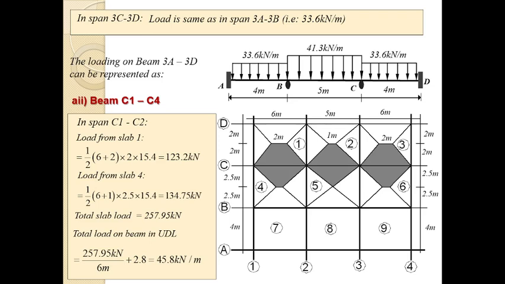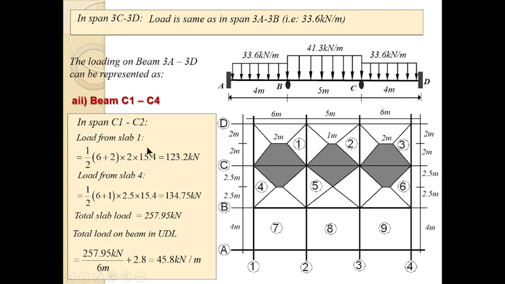So beam C1, C4, that is this horizontal beam. Beam C1, 2, 2, 4, 3, 2, 3, 3, 4. This is this beam. So again, we look at the shaded areas, which are the tributary areas from each of the slabs that the beam is carrying load from.